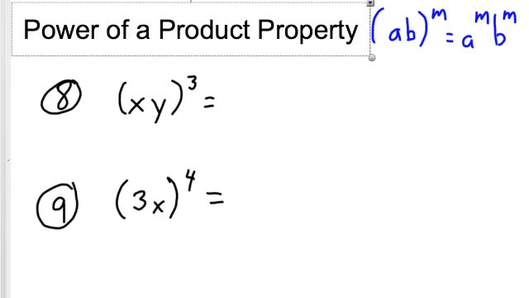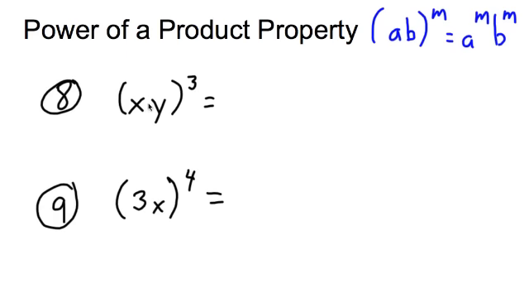This is referred to as the power of a product property. Here we're multiplying two terms within the parentheses, but we're taking them to a power, both to the same power. Notice what happens. In this case, we have the a and the b, those variables. They both are taken to that power. What that means in this case, x times y cubed, because that is x times y cubed.